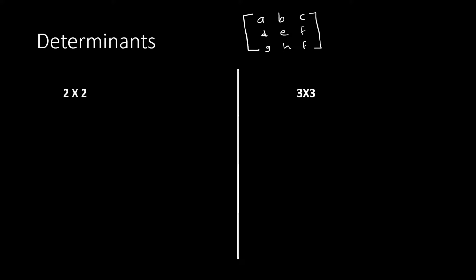If you check A, B, C, this is called row 1, but A, D, G going down is column 1. So this way it's a row. This one has 3 rows and 3 columns, so it is called a 3 by 3 matrix. A 2 by 2 matrix means you have only 2 rows and 2 columns.